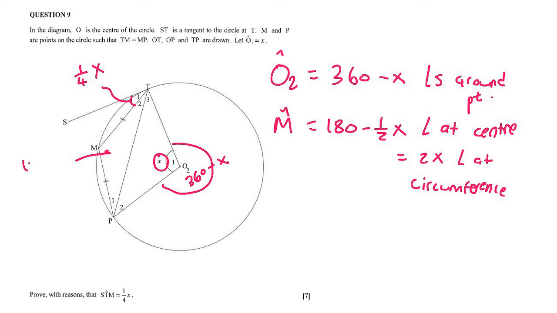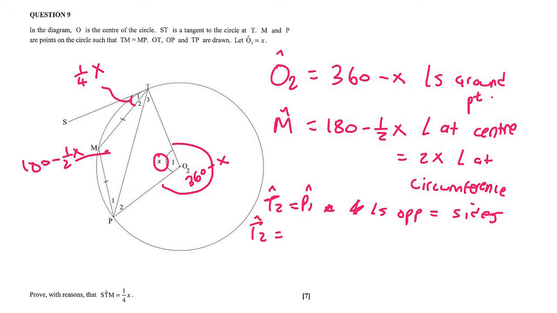And so this would be 180 minus a half x. Now, we could use the fact that this is an isosceles triangle, and we could work out what T2 and P1 would be. So we can say T2 equals P1 because of angles opposite equal sides. And then we can say T2 equals P1, which is equal to 180 minus, now I'm just doing sum of angles in a triangle, and then you divide that by 2.